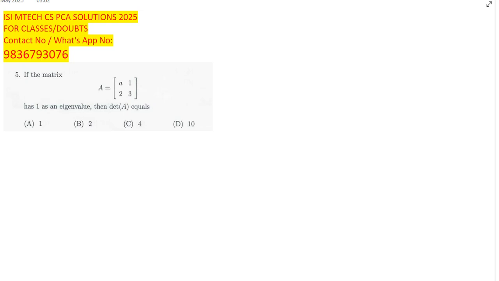So here we are being given with the questions. If the matrix A is given by this and having 1 as an eigenvalue, then determinant A will be equal to what? Now we are being told that 1 is an eigenvalue and asked to find out.